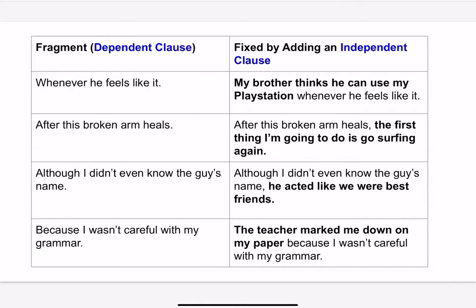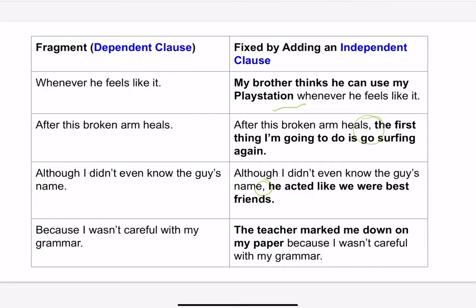So when we say, my brother thinks he can use my PlayStation whenever he feels like it, now I have a complete thought. In the second example, I've actually put the dependent clause on the beginning of the sentence. And so the rule is basically to add a comma if you are adding the dependent clause to the beginning of the sentence, but you don't need to add a comma when it's the end of the sentence here. So no comma needed. The third example, although I didn't even know the guy's name, in that one, the dependent clause is at the beginning of the sentence. So I'm going to add a comma again.